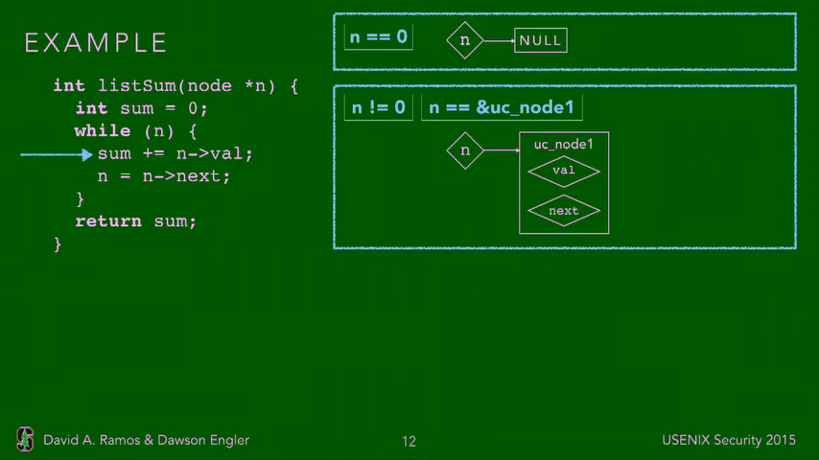We now bind n to this new object by adding the path constraint that n is equal to the address of UC node 1. So execution continues. We read this symbolic value next from UC node 1 and assign it to n.